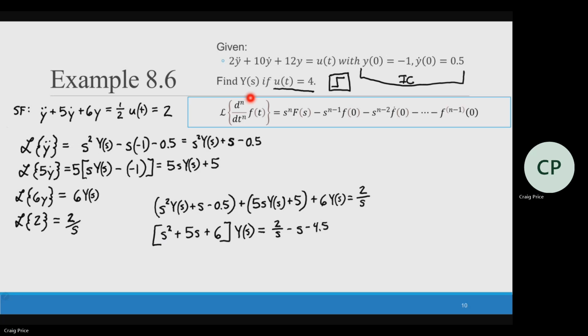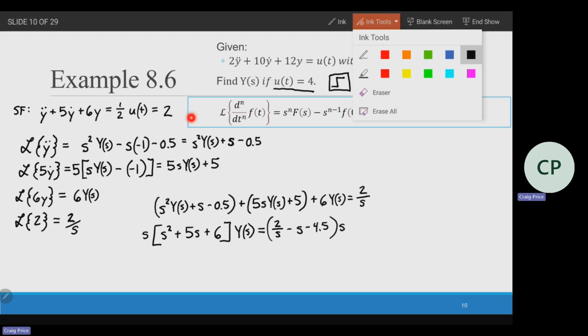So what can we do? Multiply both sides by s? Wait, right? Maybe? You can multiply both sides by s? Yeah. So I can multiply this side by s and this side by s. You know what? I'll put that in a different color.